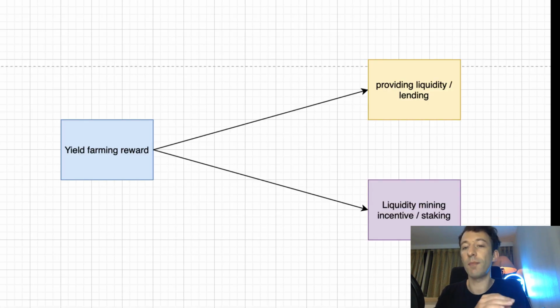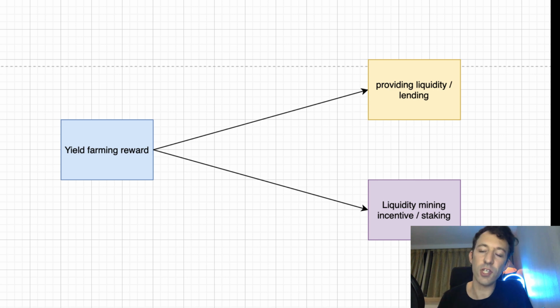And what is this yield farming reward? It can be broken up in two parts. The first part comes from either providing liquidity or lending. Providing liquidity, for example, would be investing your token in Uniswap and becoming a liquidity provider, and lending would be investing your token in Compound so that other people can borrow them.